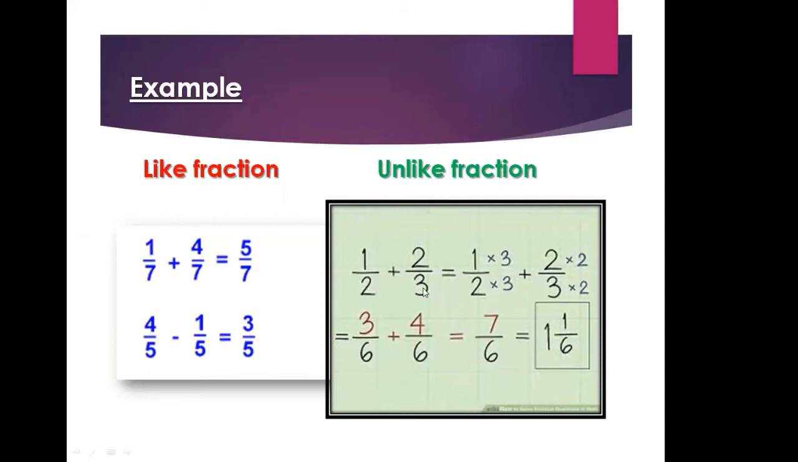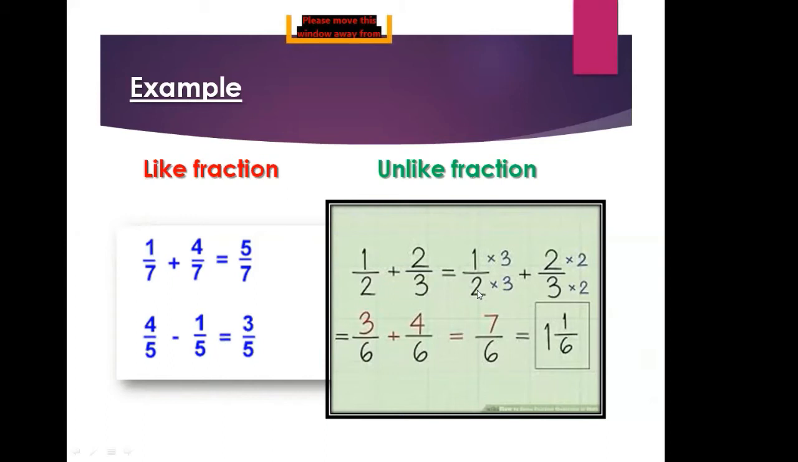So what do we have to do when we have different denominators? We first take the LCM of both denominators. The denominators are 2 and 3. First, we will take the LCM of 2 and 3. Use your rough copy for taking the LCM. The LCM of 2 and 3 will be 6. Now we have LCM 6. Now, what we have to do? We have to make our denominators equivalent to 6.